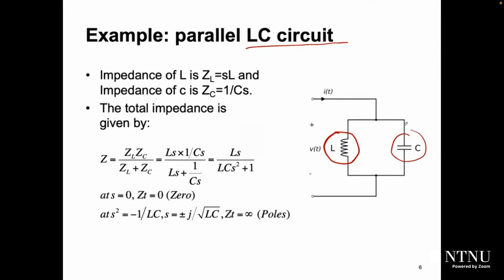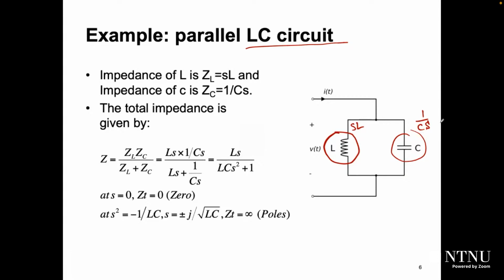One way of getting the transfer function is to get the impedance. The impedance of L will be SL. The impedance of C will be 1 divided by CS, right? We need to get the transfer function, so we need to replace each component with its impedance. Impedance of L will be SL. Impedance of C will be 1 divided by CS.